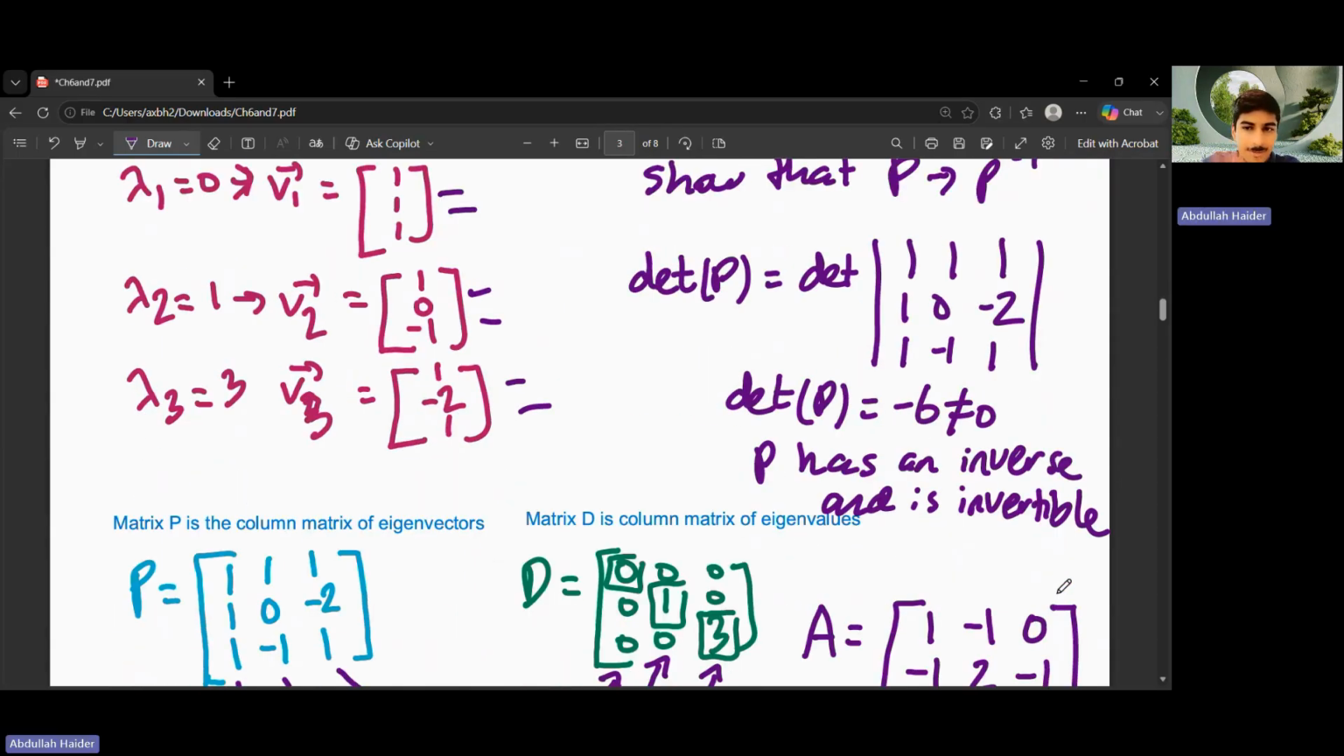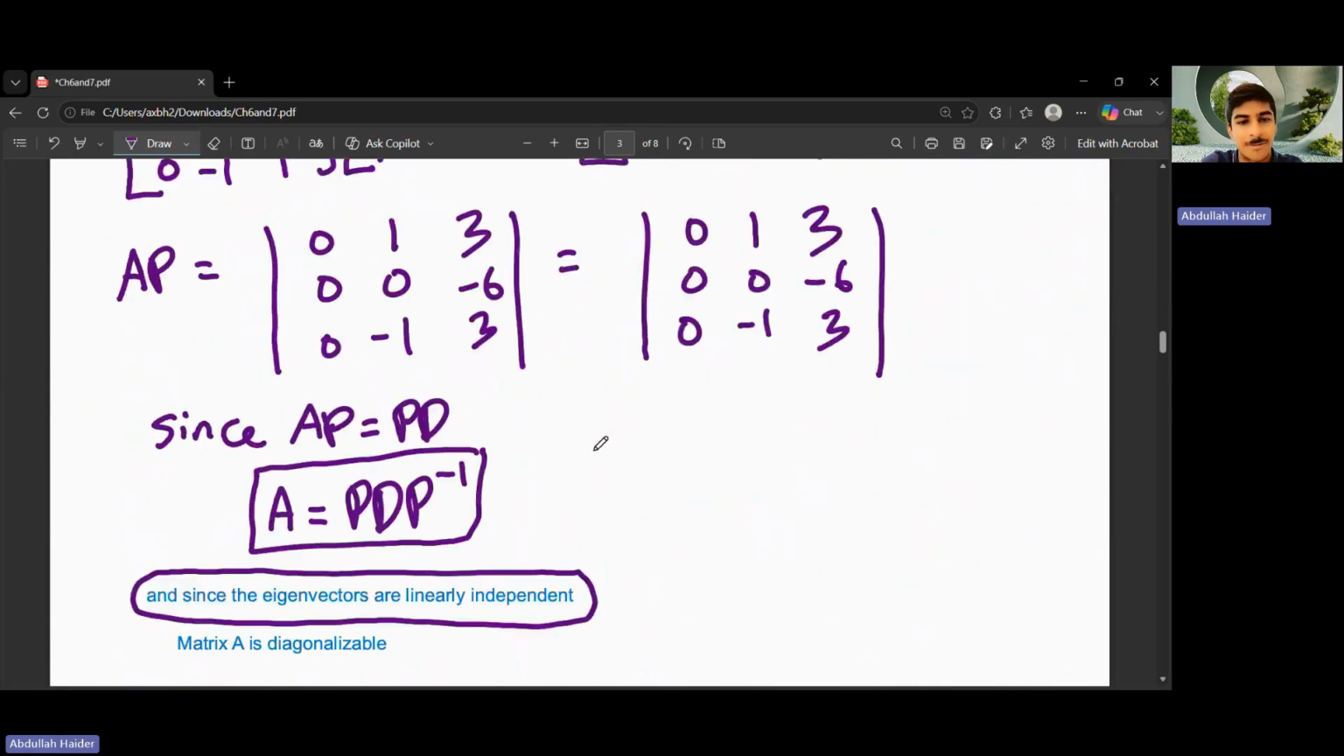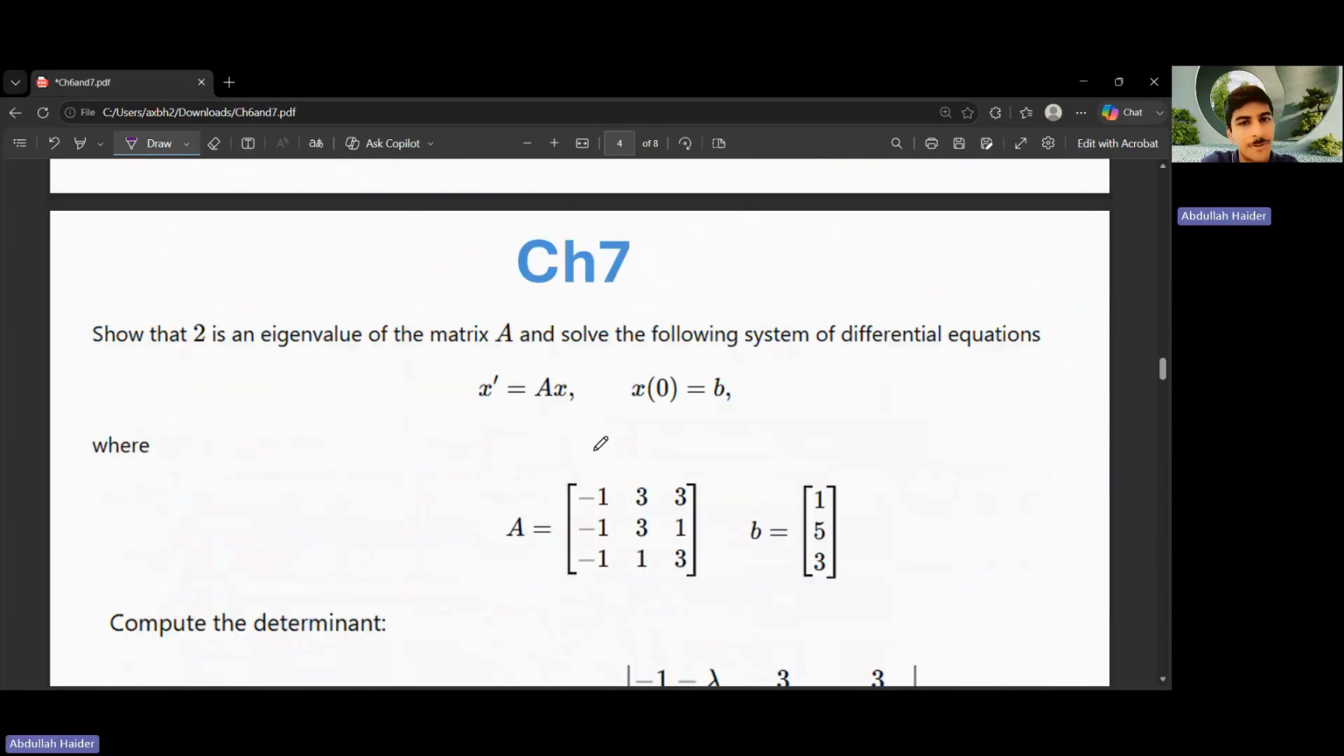If it's not equal to 0, then it has an inverse and is invertible. That is chapter 6. That is your chapter 6. Only this one question, and it always comes in the exact same format. So now we'll move on to chapter 7. And the first 80% of the question is literally the same thing.